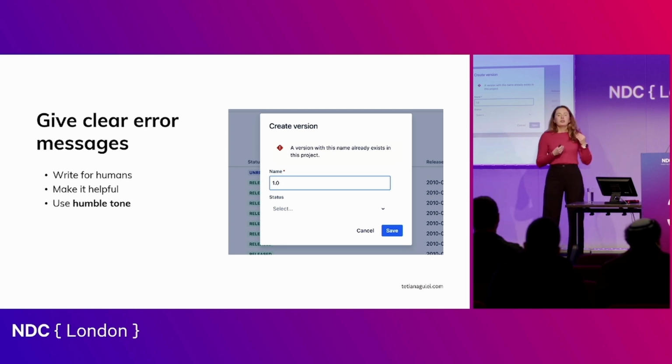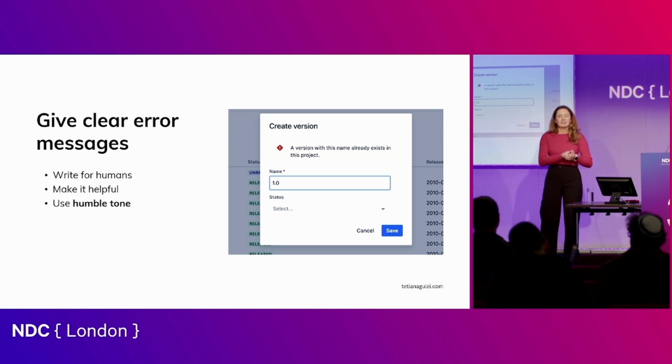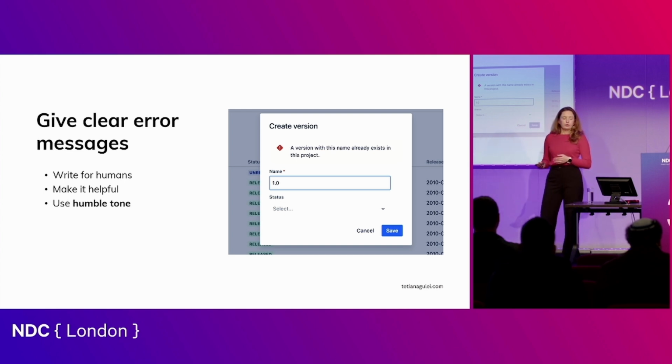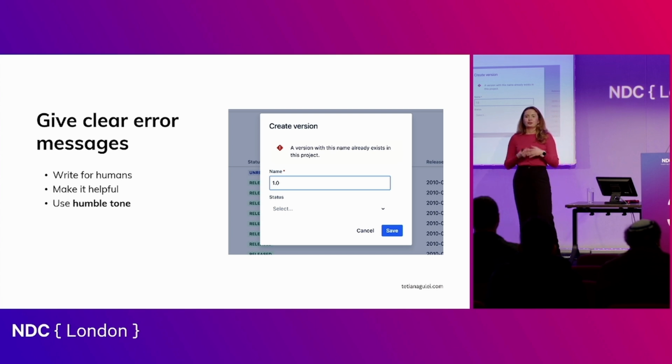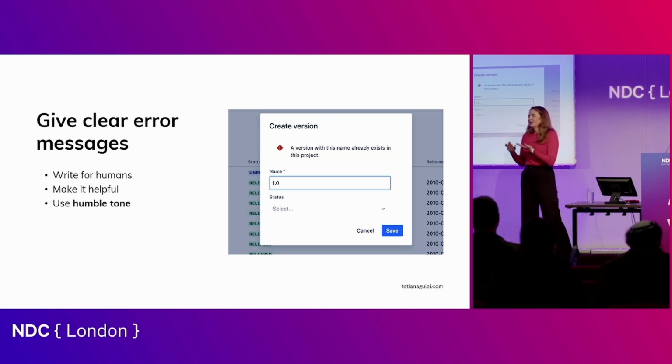And in that way, try to write that message in normal human language, just explaining briefly with a humble tone what went wrong. So it's very important to be helpful and actually show the users that you try to empathize with their mistakes and that you actually want them to fix them.